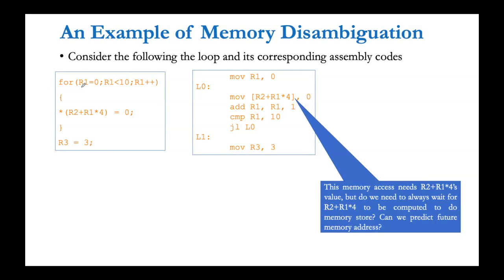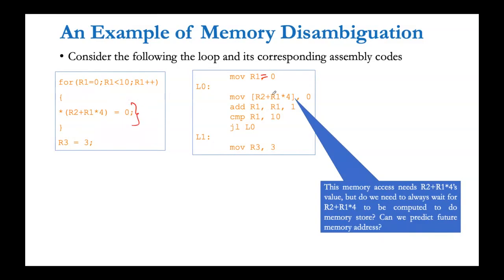In the for loop, R1 is initialized with 0. Then it enters into the loop body, and first it calculates the effective address of this value, and then we assign 0 into this effective address. Now consider the equivalent assembly code for this for loop: first we are assigning R1 equal to 0, and then we enter into the loop body.